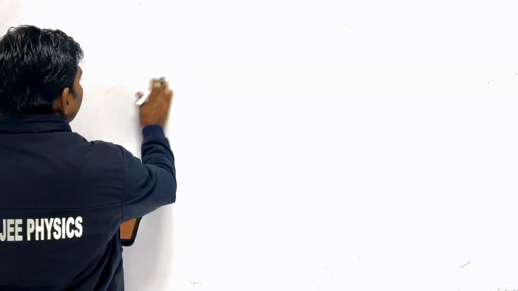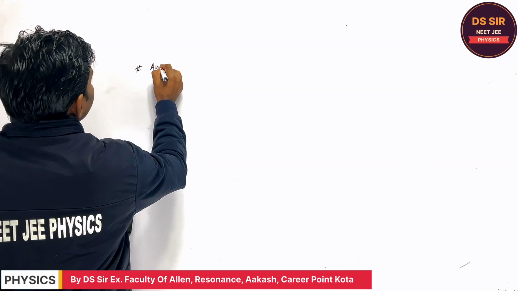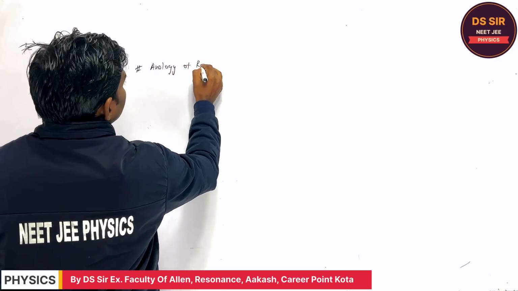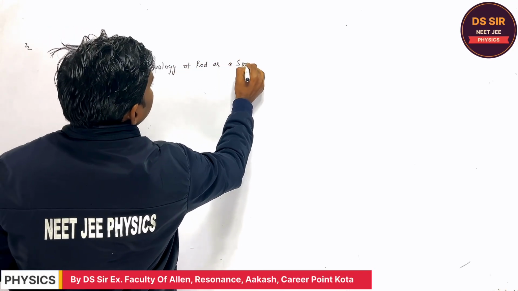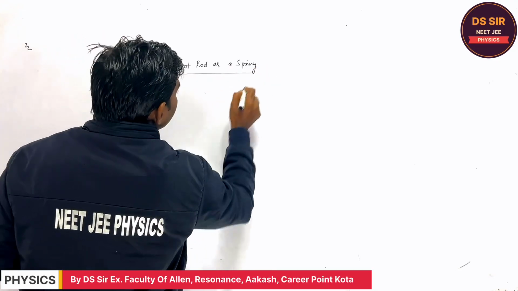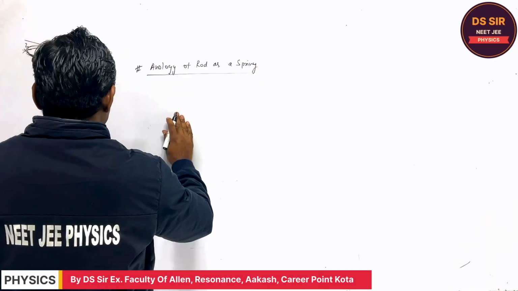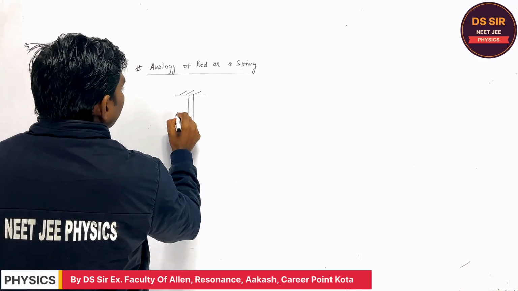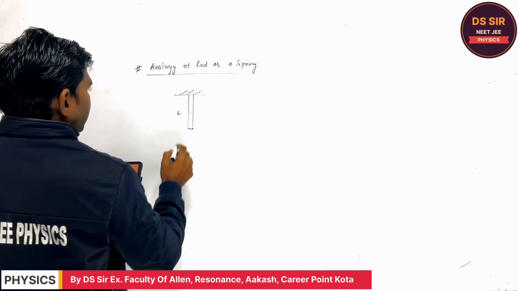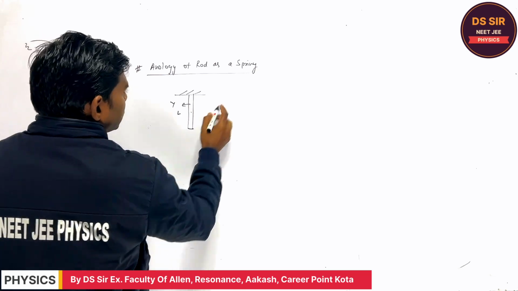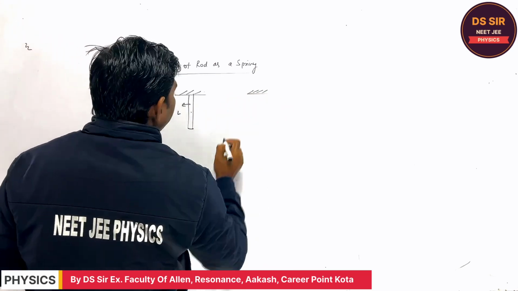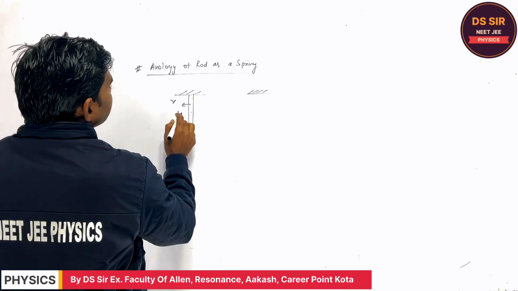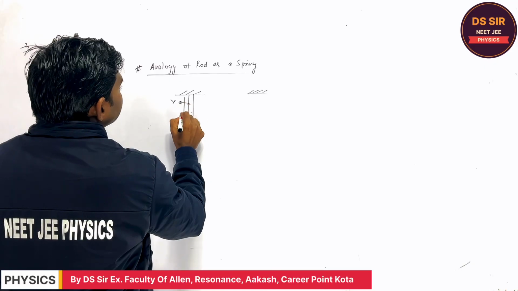So in this topic we will discuss the analogy of a rod as a spring. The rod can be treated as a spring. For example, suppose this is a rod of length L, mass M, and Young's modulus Y. So this rod can be treated as a spring.